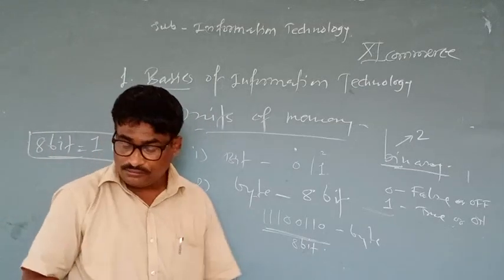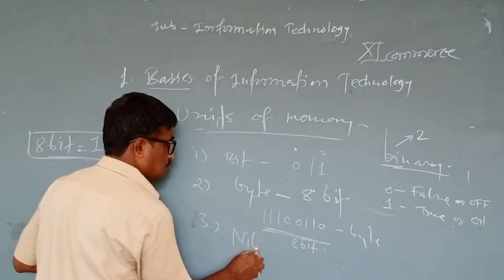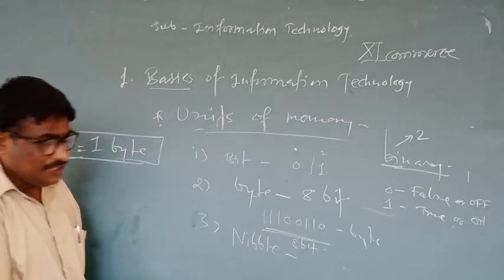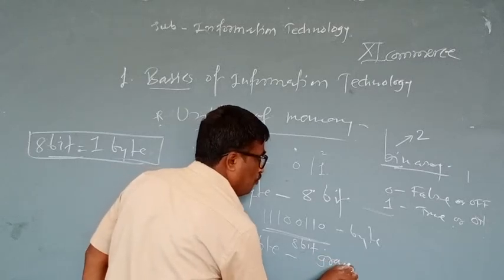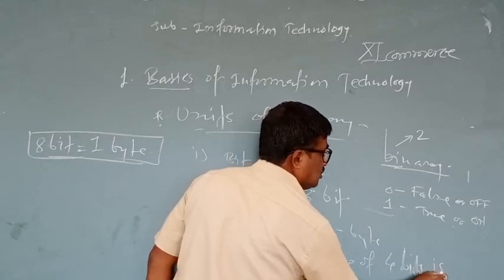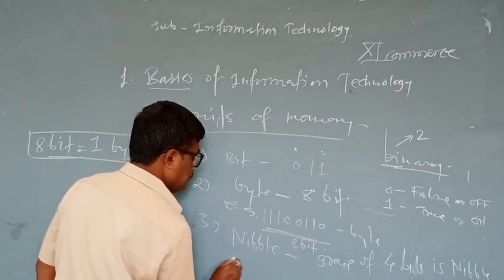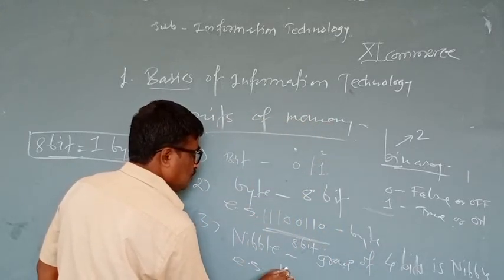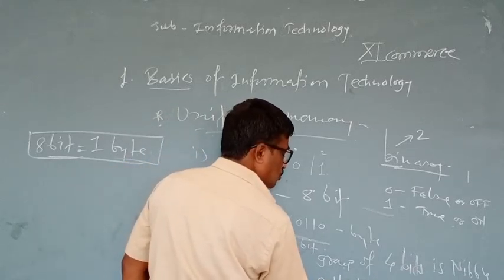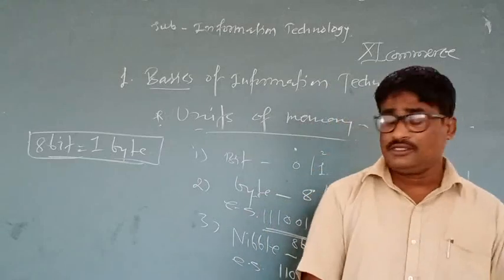Next, nibble. A group of 4 bits is called a nibble. For example, 1 1 0 0, or 0 0 1 1, or 1 0 1 0, etc. 4 bits is called a nibble. Okay.